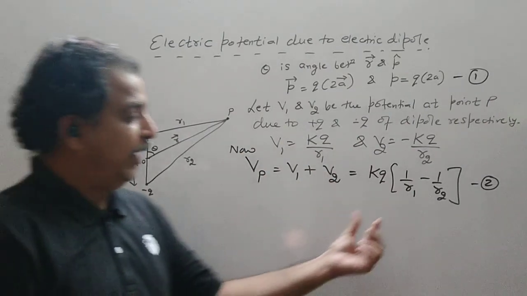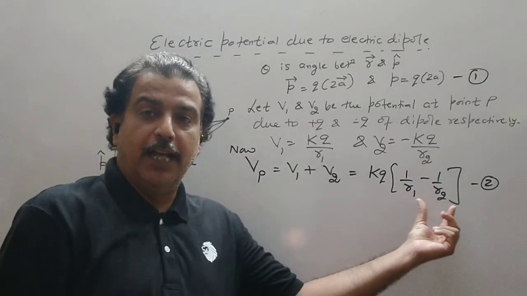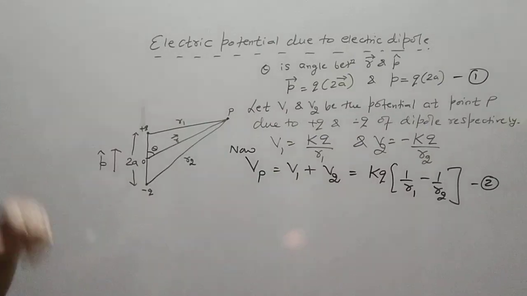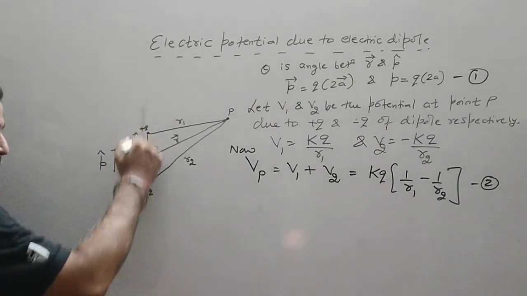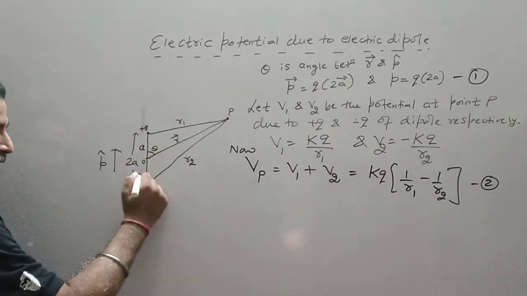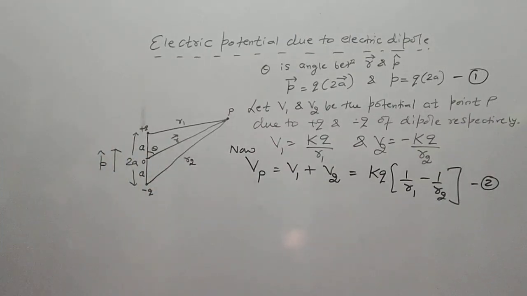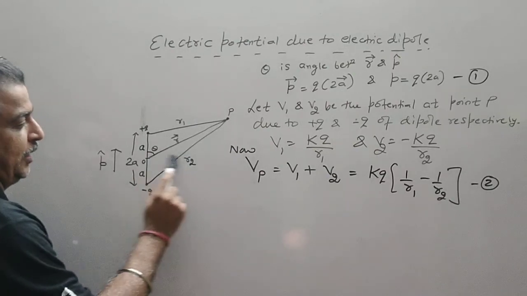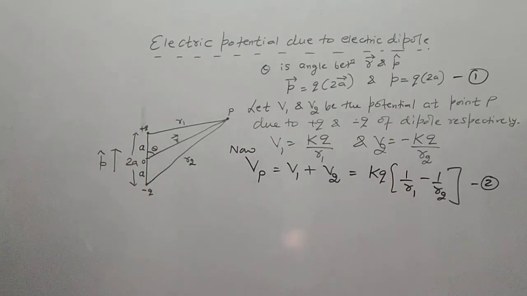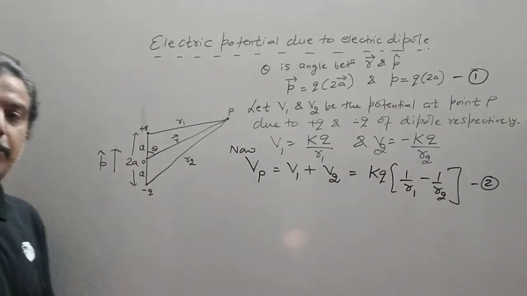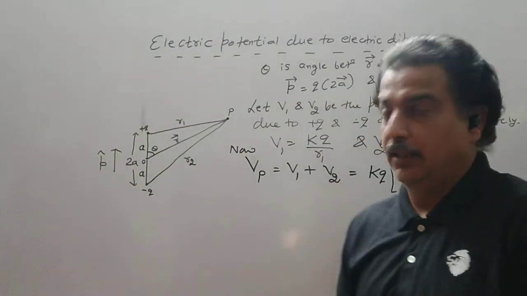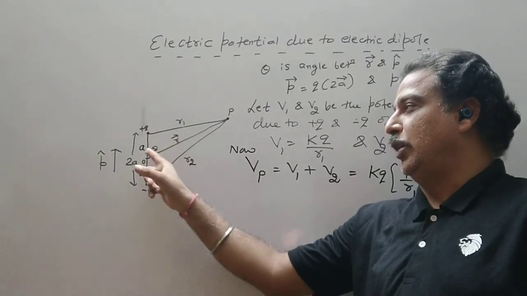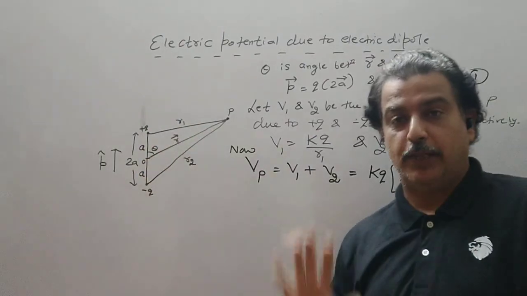Now you have to find out the value of R1 and R2. Now we see the geometry. Suppose this distance is 2a, so this distance is a, this distance is a. If the point P becomes a perpendicular bisector, that is theta becomes 90, then it becomes a right angled triangle, and in that situation R1 square is equal to a square plus r square.